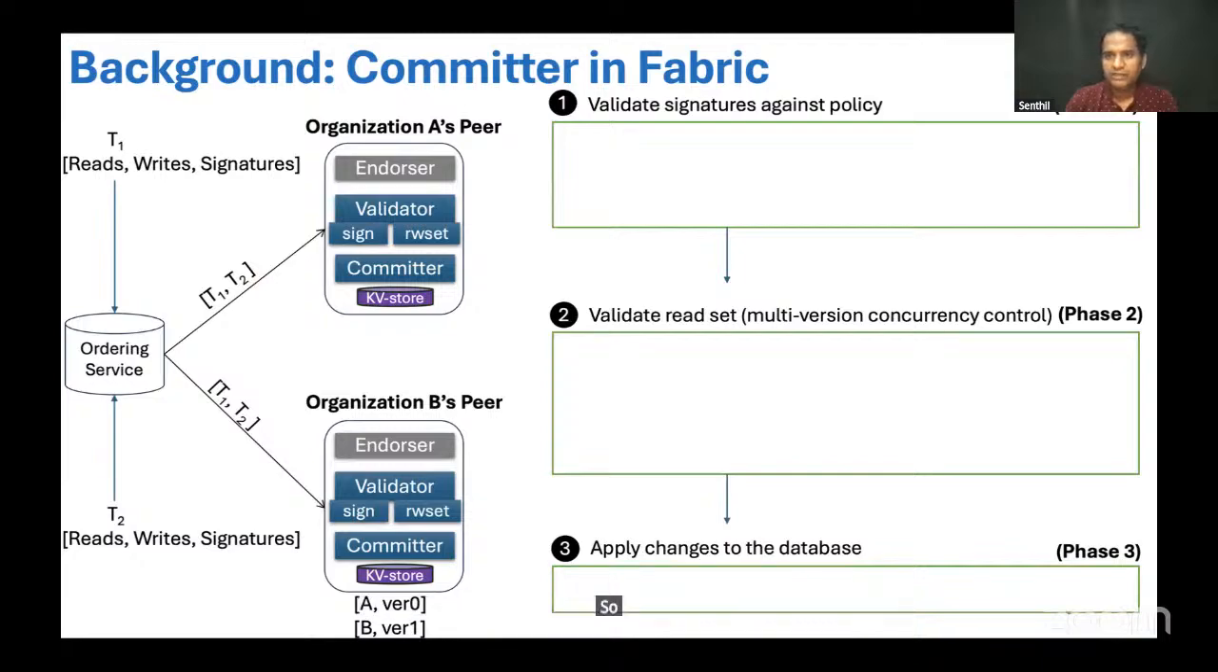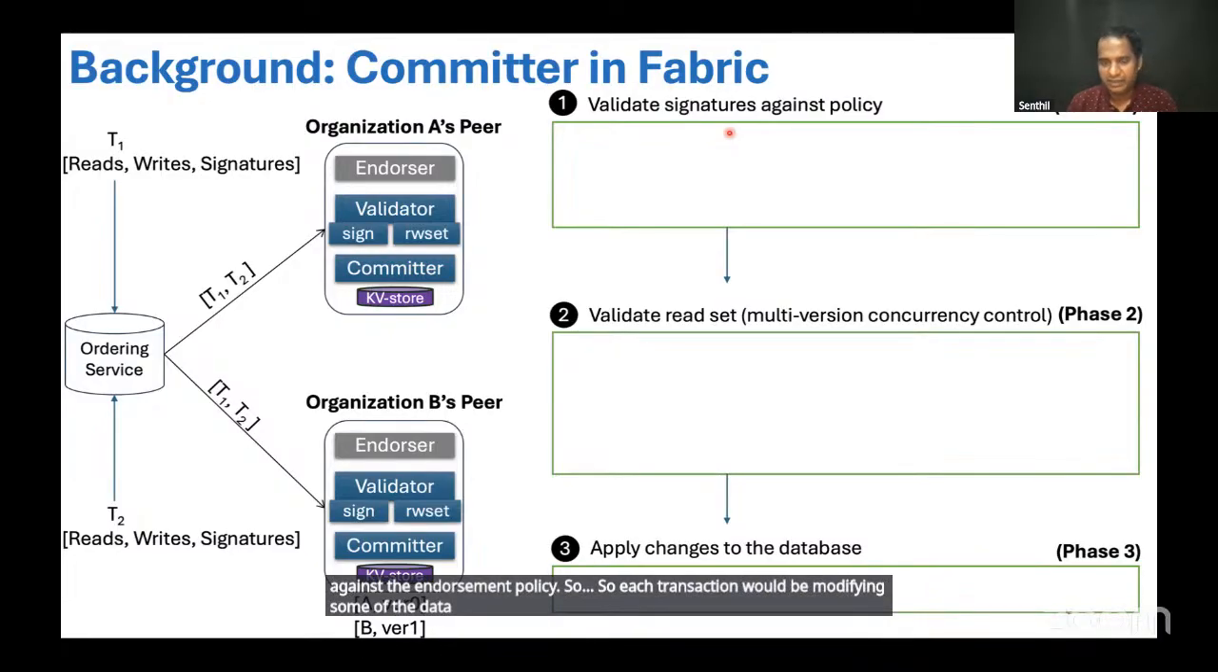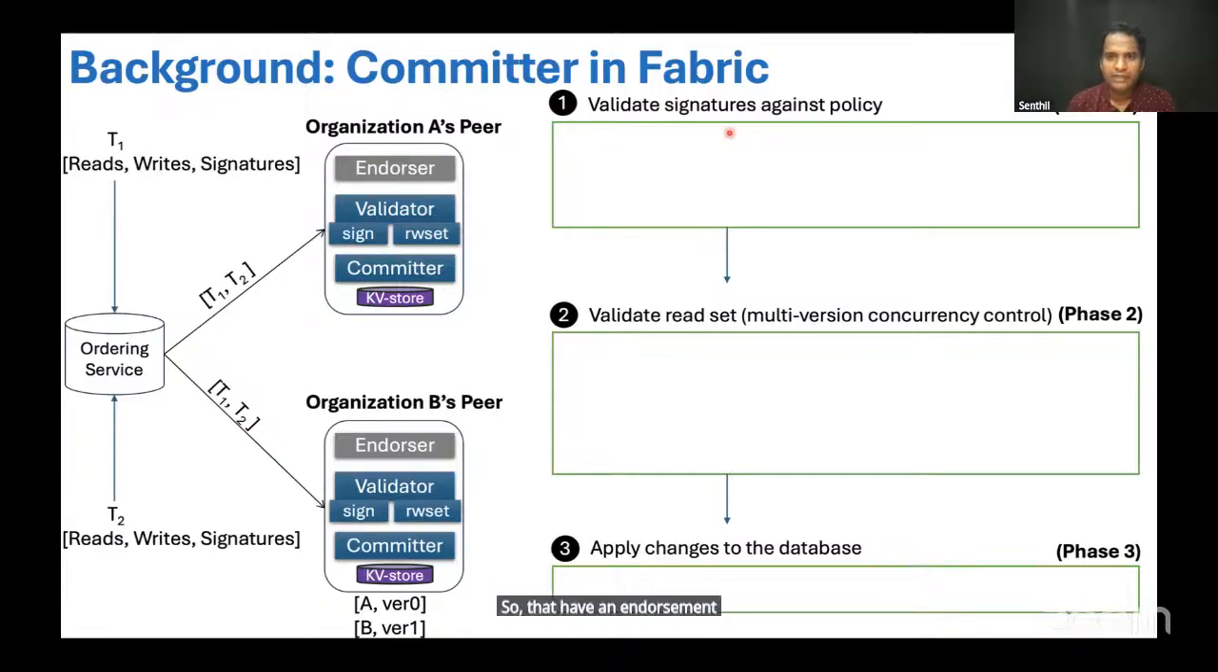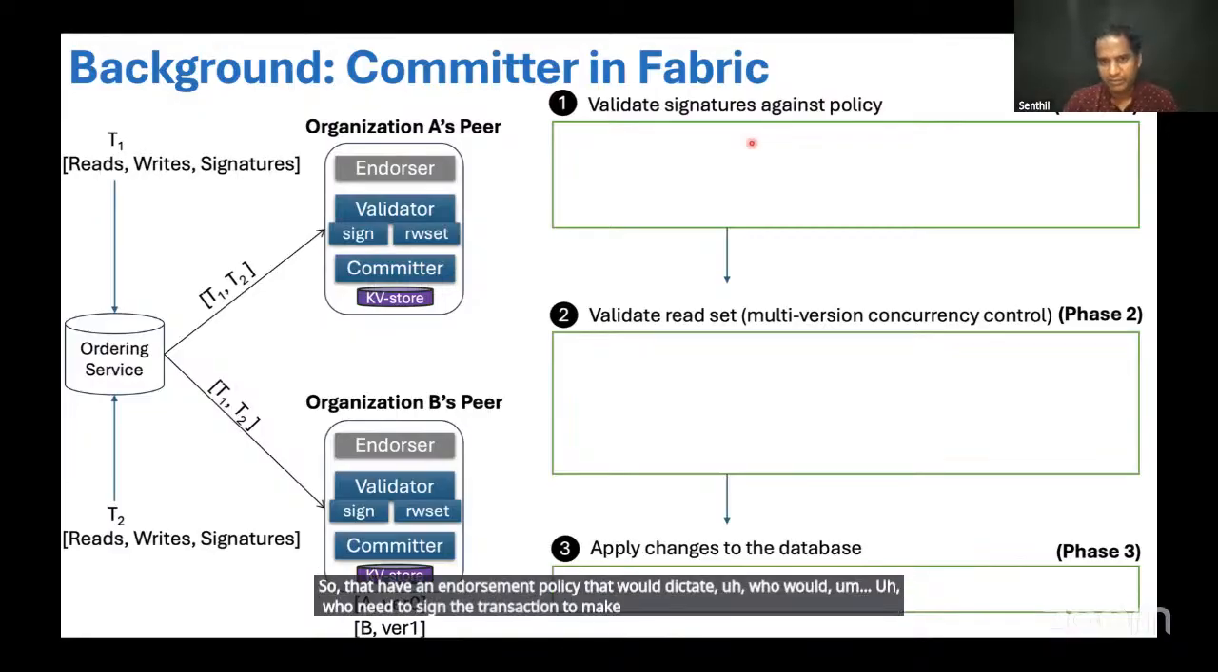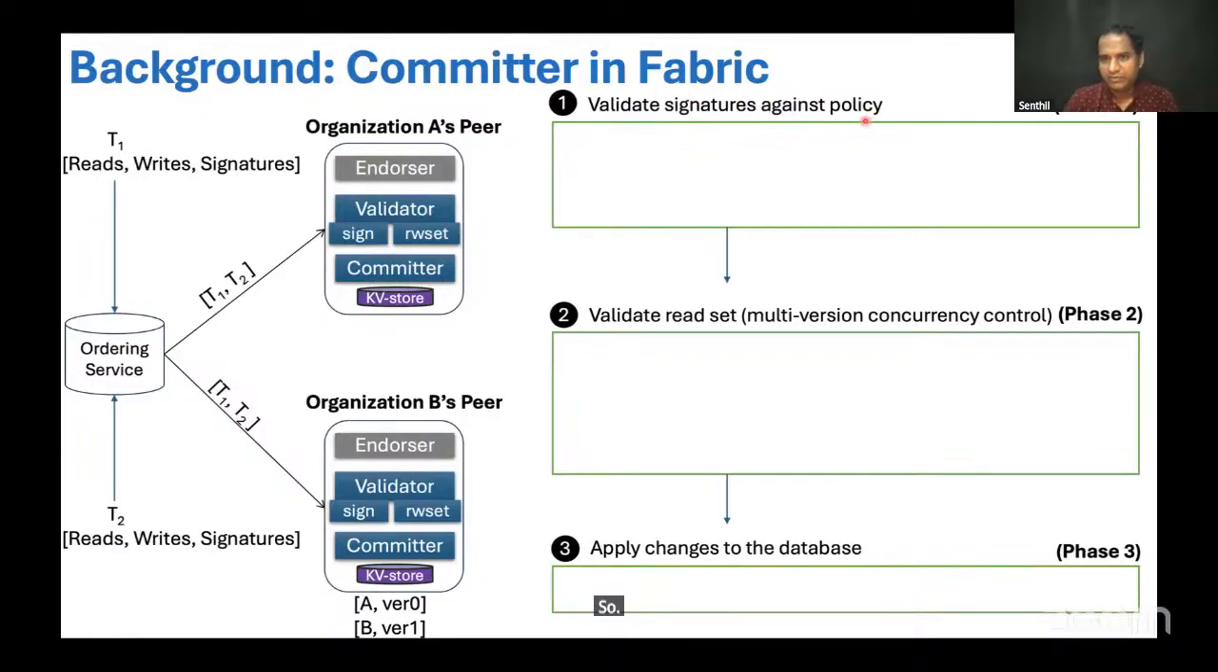In the first phase, we have something called validation of signature against the endorsement policy. Each transaction would be modifying some of the data in the namespaces, right, managed by the chaincode. That has an endorsement policy that would dictate who needs to sign the transaction to make modification to the namespace. So that is the first phase.